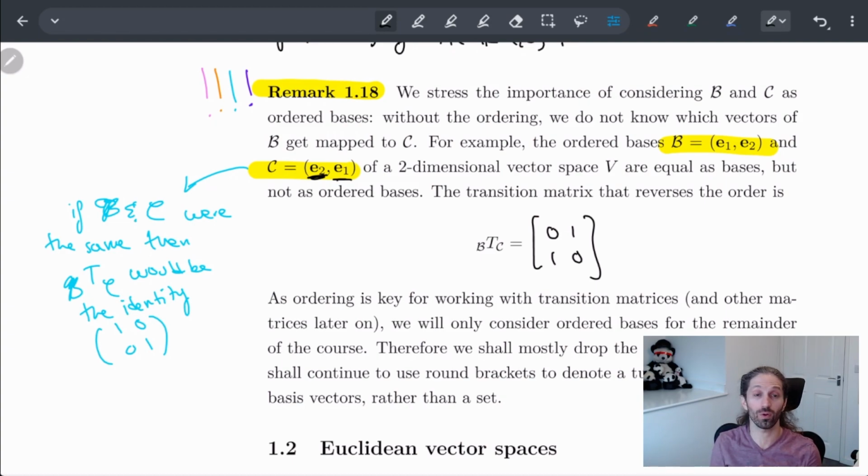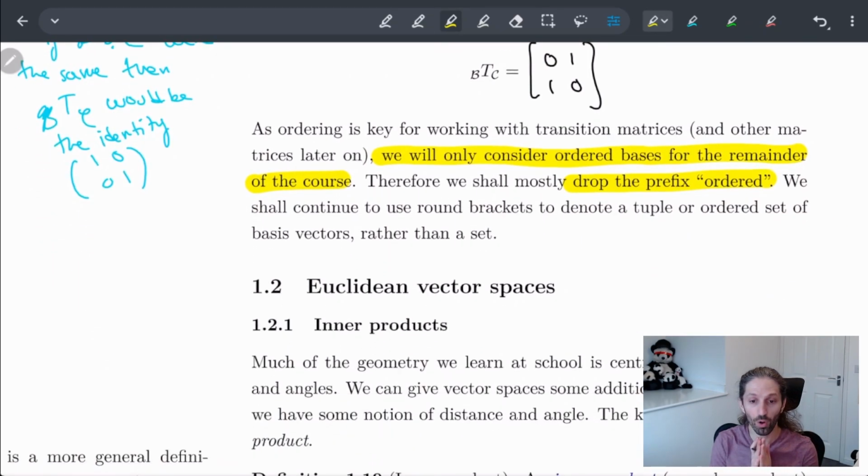And this is why we're almost always going to exclusively talk about ordered bases, because ordering the bases does change things in some sense. So from now on, almost 99.9% of the time, we will only consider ordered bases for the remainder of the course, and we shall drop the prefix ordered. When I say basis, I mean an ordered basis. Always.